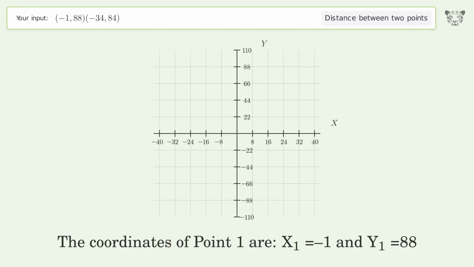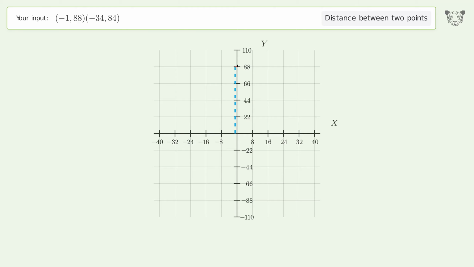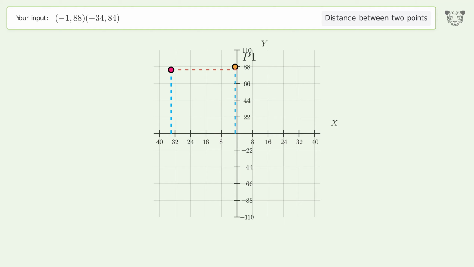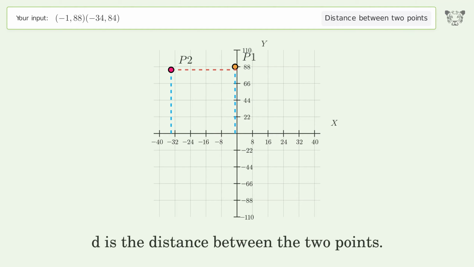The coordinates of point 1 are, x1 equals -1 and y1 equals 88. The coordinates of point 2 are, x2 equals -34 and y2 equals 84. D is the distance between the 2 points.